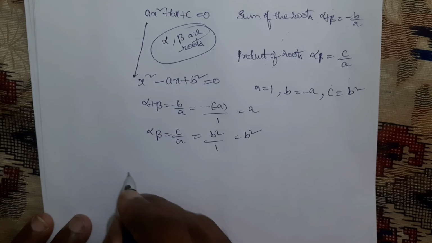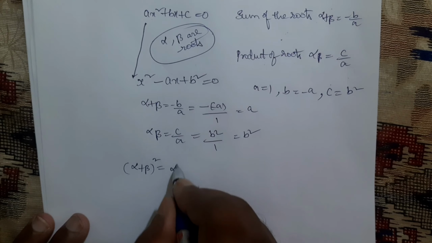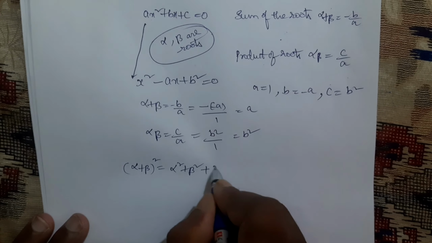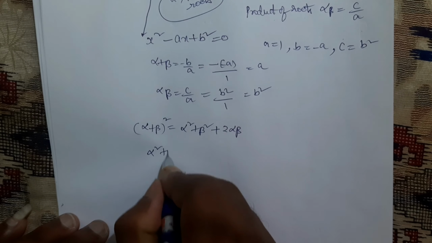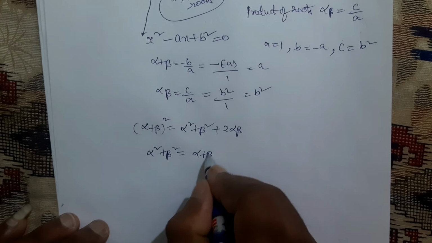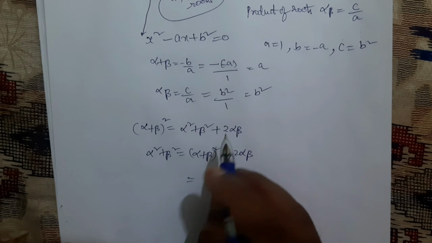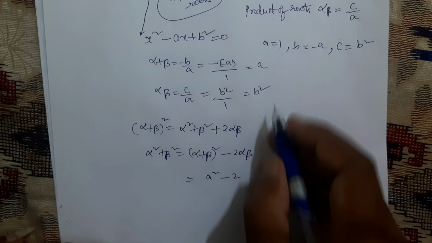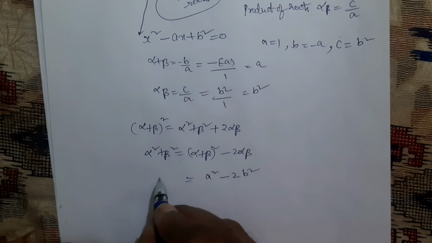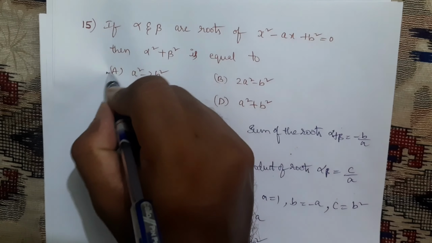By using one trick, we can find it. Alpha plus beta whole square is equal to alpha square plus beta square plus 2 alpha beta. Now we need alpha square plus beta square, so that will be equal to alpha plus beta whole square minus 2 alpha beta. We know alpha plus beta is nothing but the sum of the roots. What is that? A. So it will become a square minus 2 into alpha beta. Alpha beta is b square. So alpha square plus beta square, the value is a square minus 2b square. Let us find, that is option A.